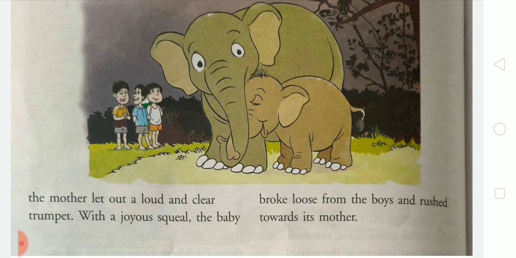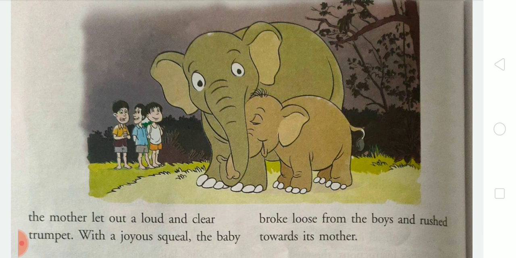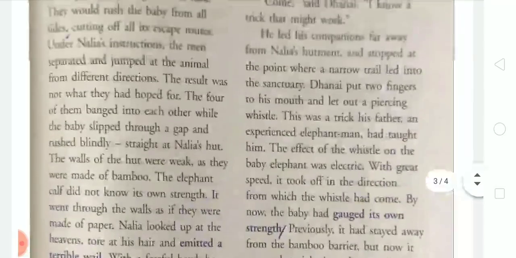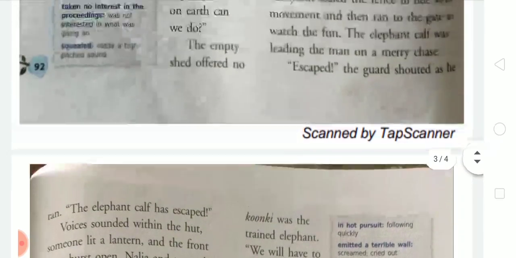So now we learn from this story that we should always help animals and any others who are in need. Students, I hope that you all liked this story and enjoyed it very well.